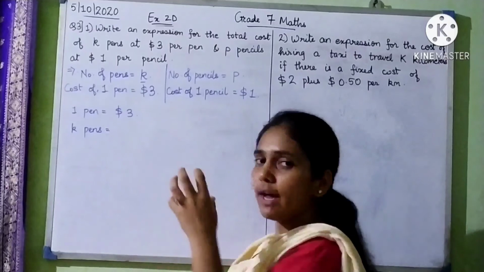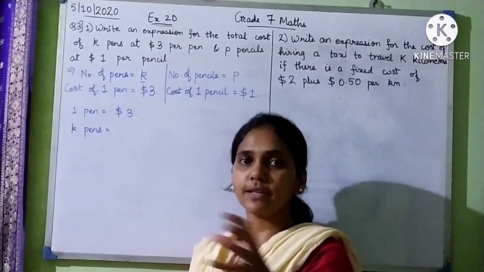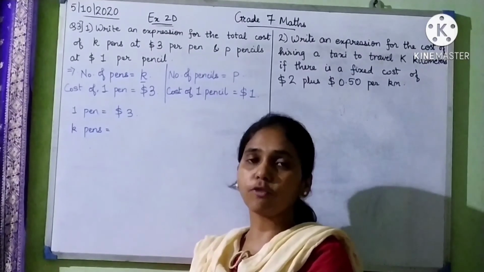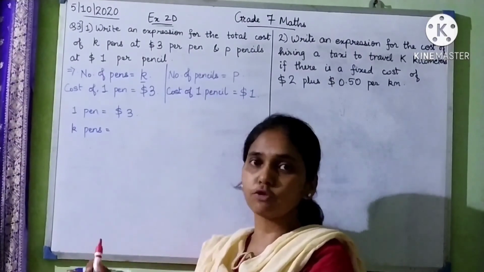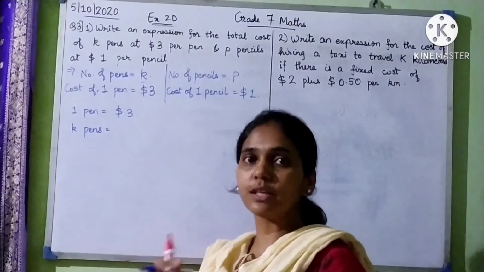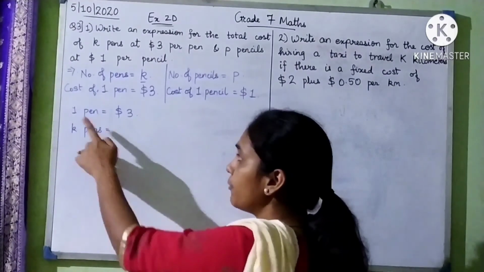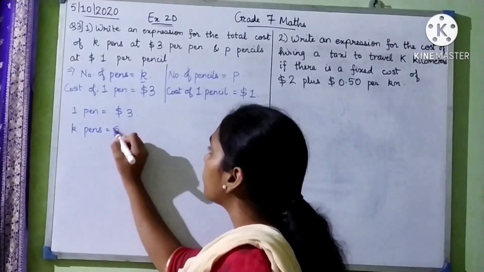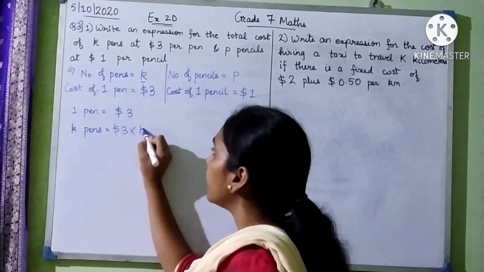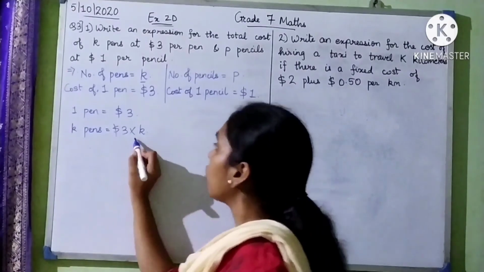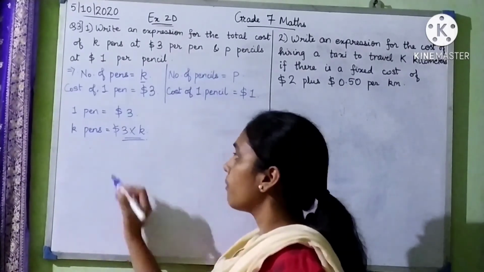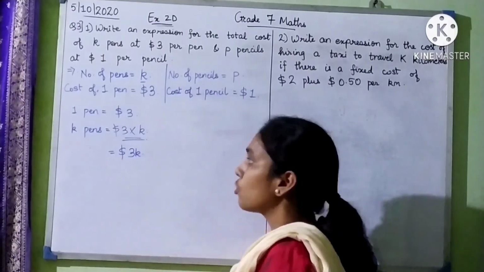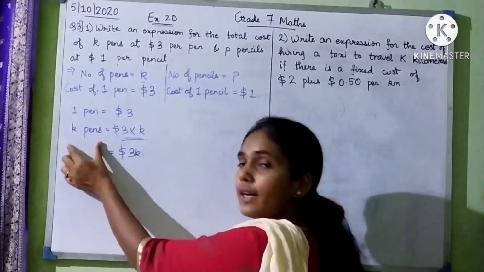So we know that if the cost of one pen is given, then we can find the cost of however many pens they have asked. So for 1 pen, if it is $3, for 10 pens it would be 3 into 10. Similarly, for 1 pen at $3, for K pens it would be $3 into K, right? 3 into K. So this is the cost of K pens. $3 into K we can write as 3K. So $3K is the cost of K pens.